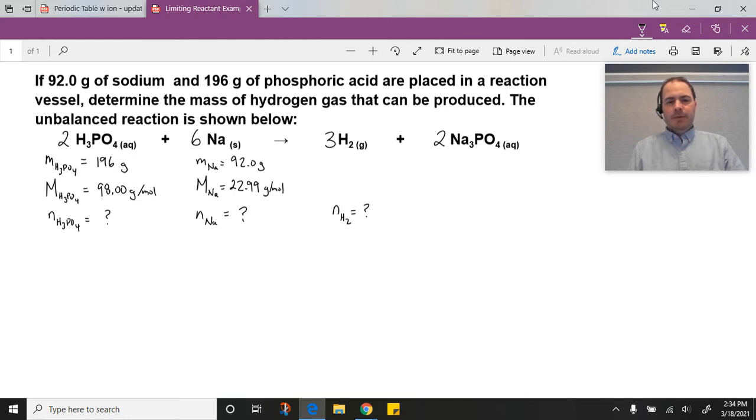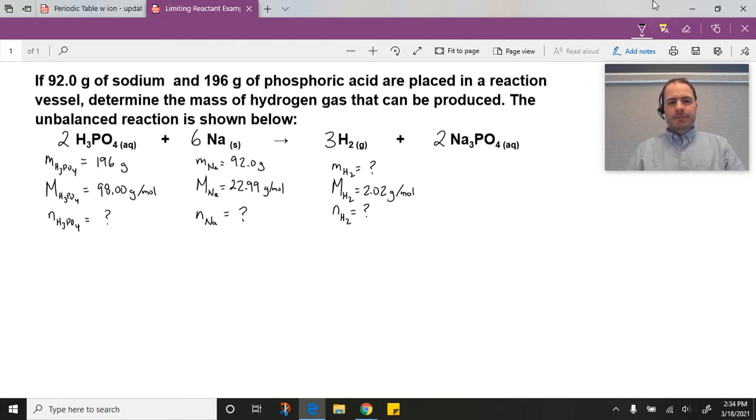Once we know that, we can use the molar mass of hydrogen, which is 2.02 grams per mole, because remember, there are 2 hydrogen atoms per H2. That will allow us to find the mass of hydrogen, right? So the biggest thing we have to recognize is we're going to have to figure out which of these 2 reactants runs out first, which one is going to be used up first. So that's what we're going to do.